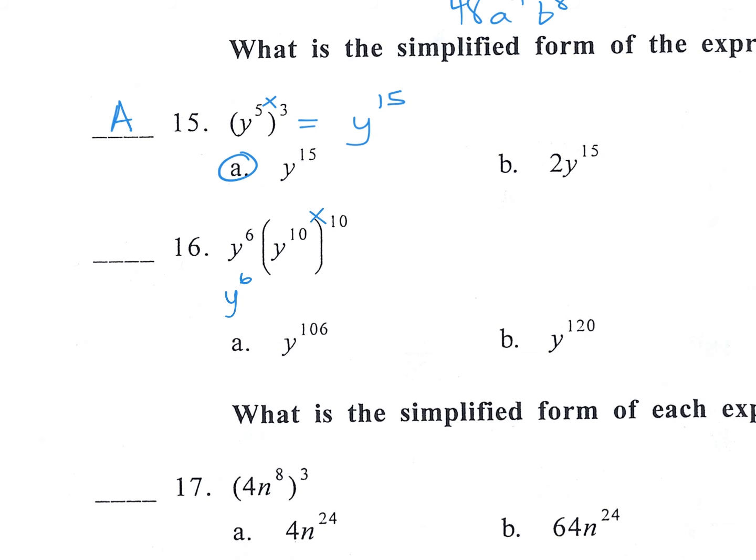I'll bring down y to the 6th. I'm going to multiply 10 times 10 to get y to the 100. Now, these are multiplied together, the y's, so they're the same base. That's that rule. When you're multiplying, really add those exponents. So I get y to the 106. Answer choice A. I am showing out the work here because, again, if you did get this question wrong and you want to retake it, you have to show out the work of how you would actually get the answer.